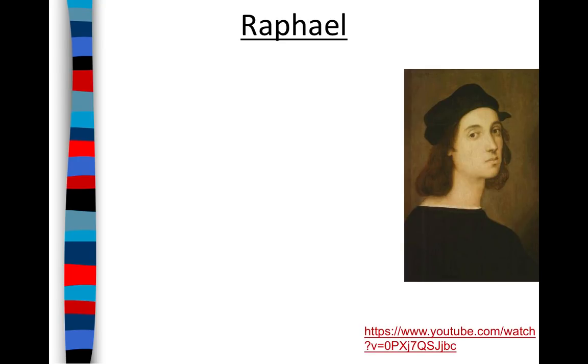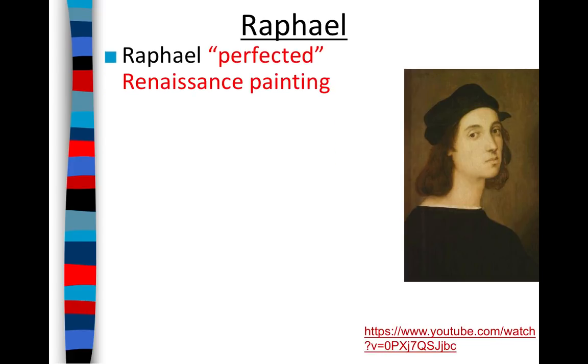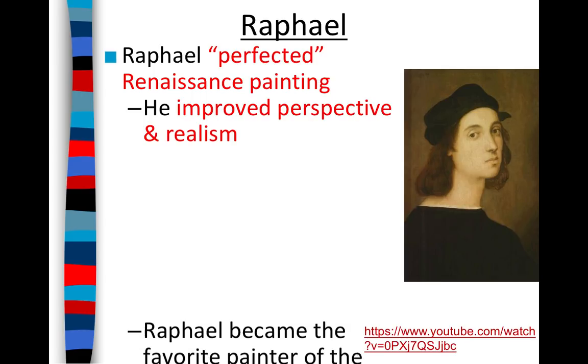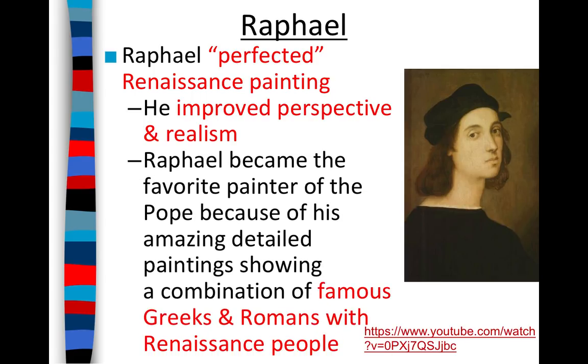Raphael. He was younger than Michelangelo and Leonardo. He learned from studying their works. He improved perspective and realism, and he became a favorite painter of the Pope because of his amazing detailed paintings showing a combination of famous Greeks and Romans with Renaissance people. One of Raphael's favorite subjects was the Madonna and Child. He often portrayed their expressions as gentle and calm.